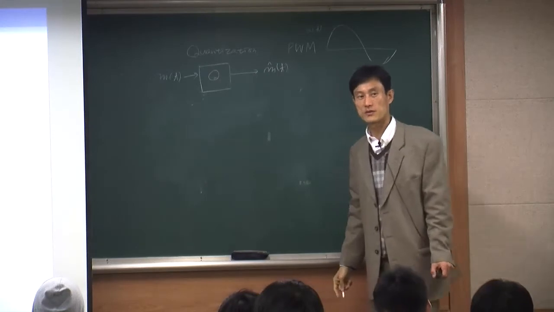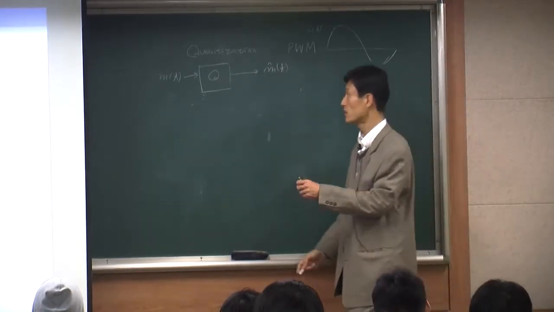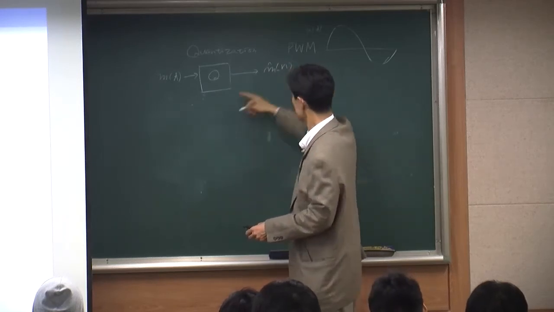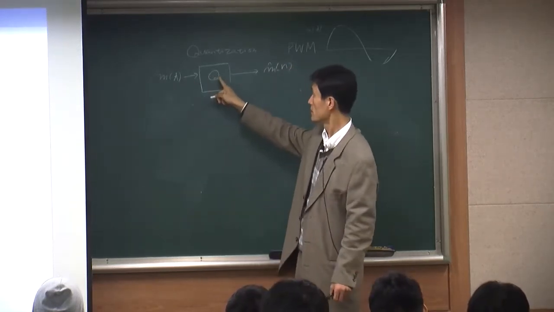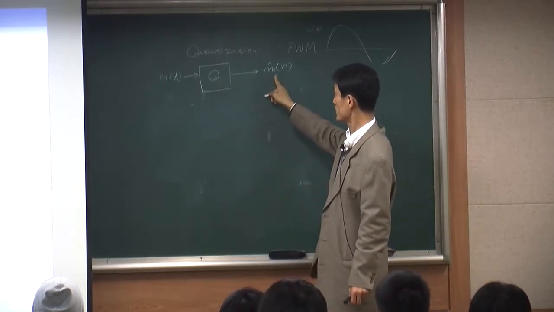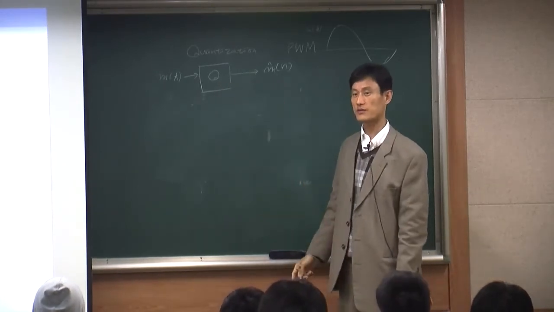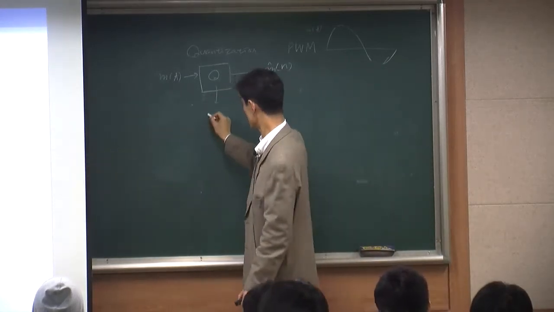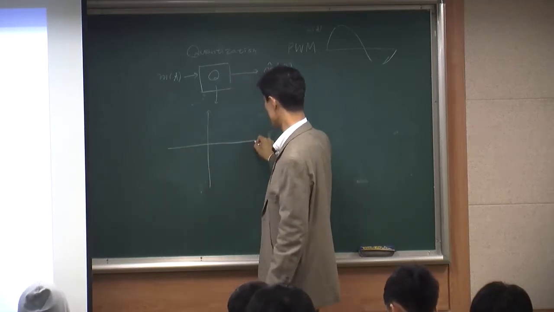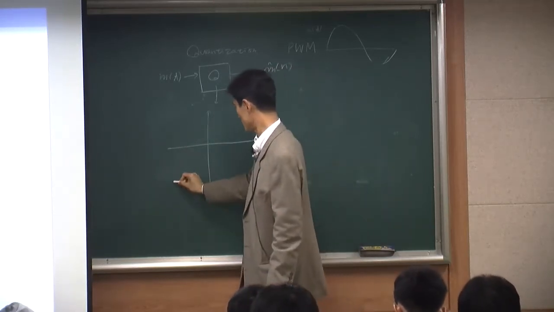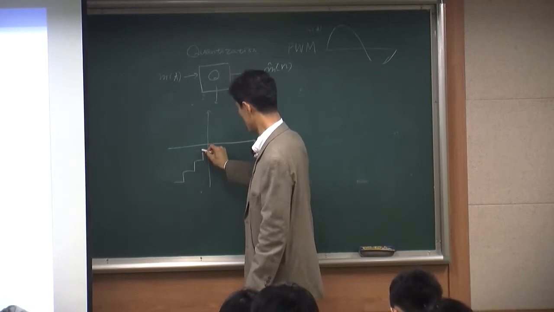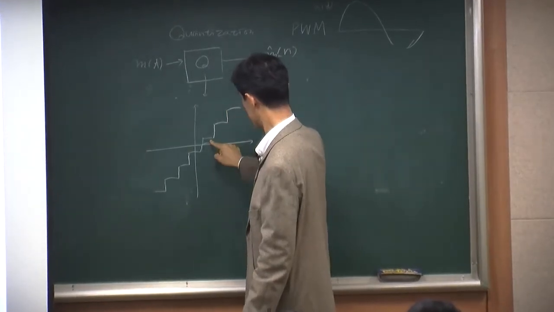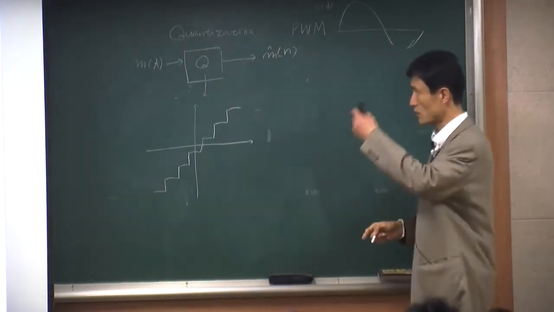Let's think about this scenario. Okay, you have input signals which is analog. The analog signal comes into the quantizer, and you're going to get the output. But the output is a discrete value. What this quantizer looks like is this one, right? So you see that this is an input-output relationship, something like this. Okay, so that's your quantizer.